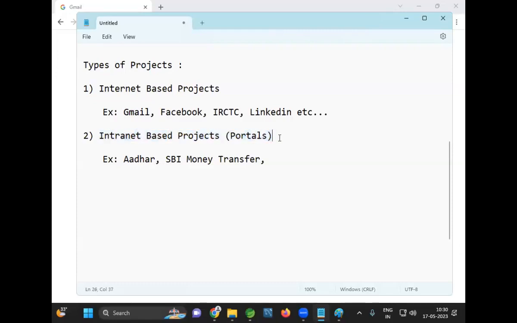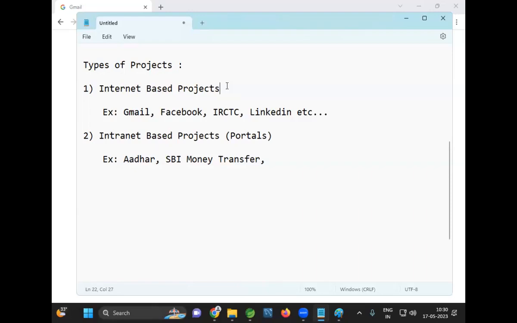They're called portals. When you are going for an experienced interview, always keep in mind, don't keep these projects in the resume. If you keep these projects in the resume, in the interview, they will ask, take this laptop and show me your project. Okay, guys, take this laptop and show me your project. Then what will happen?